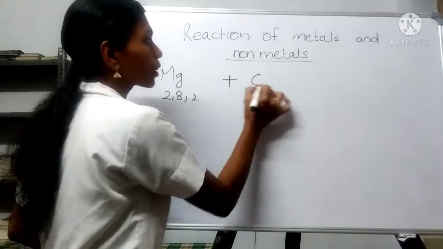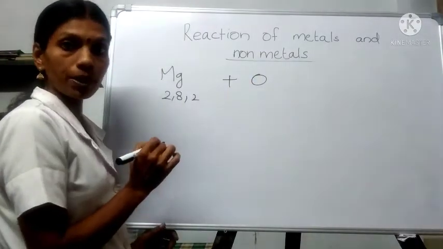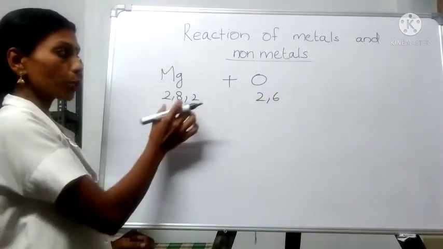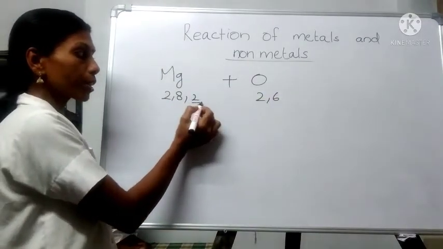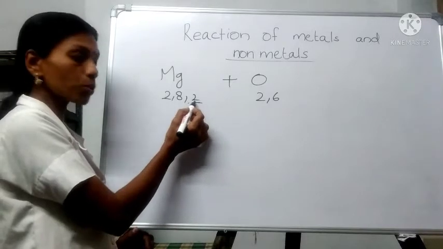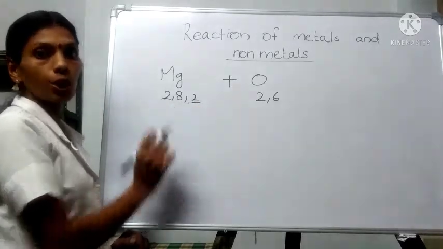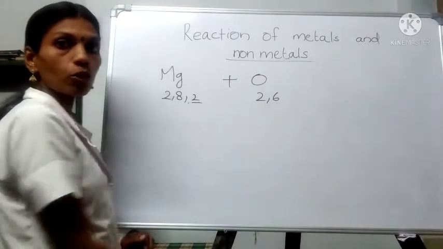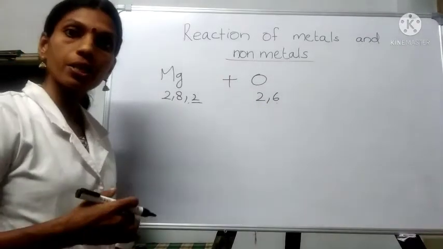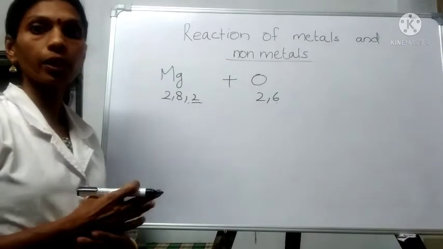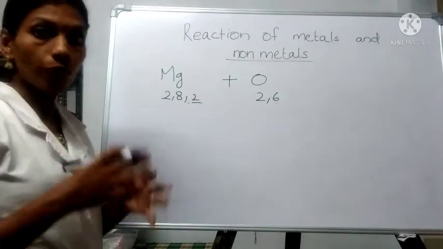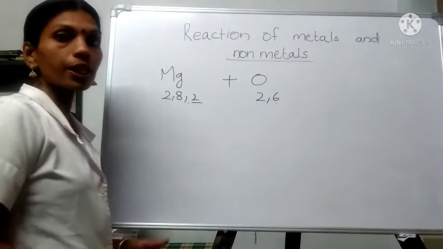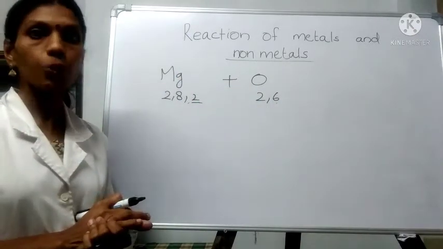It is combining with oxygen. Its atomic number is 8 and the electronic configuration we can write as 2, 6. So here magnesium contains 2 electrons in the last shell and it has a tendency to lose these electrons in order to attain a stable configuration. Like that, in the case of oxygen, it contains 6 electrons in the last shell. So it has a tendency to gain 2 more electrons to attain a stable configuration. So when they combine with each other, magnesium gives these 2 electrons to oxygen and as a result, both of them can attain stability.